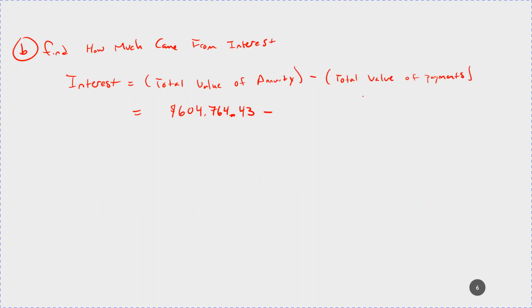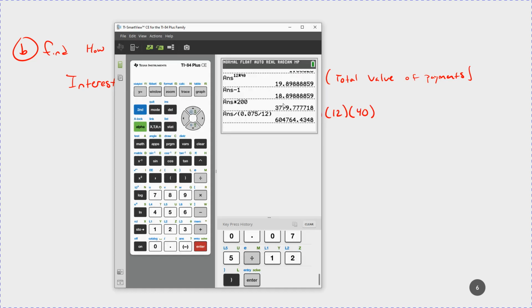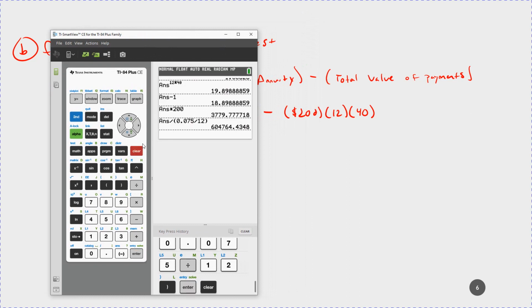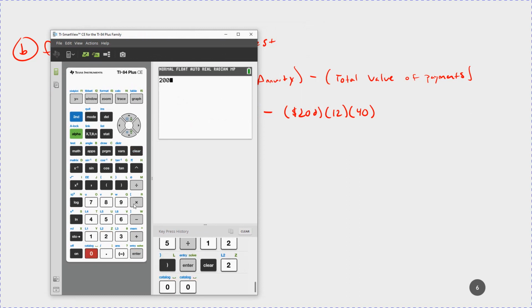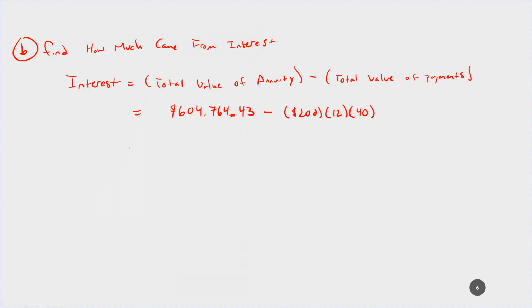All right, well, you have to figure out the total value of your payments. Well, look, you made $200 payments 12 times a year, so that's where the 12 comes from, times 40 years, okay? Because you did that for 40 years. So look, 200 times 12 times 40. So you actually deposited $96,000 into this account. The rest of it is just interest.